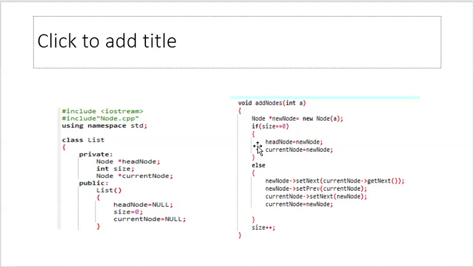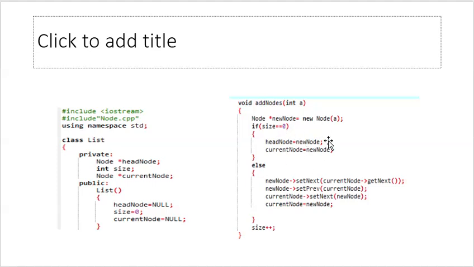So if the size is equal to 0, the head node is equal to the new node, and the current node is equal to the new node. Meaning if the size is equal to 0, the head node will be assigned the new node, and the current node will be assigned the new node. We are creating a linked list, so the new node will be the head. Else, what will it do? newNode setNext currentNode getNext, and newNode setPrevious currentNode.